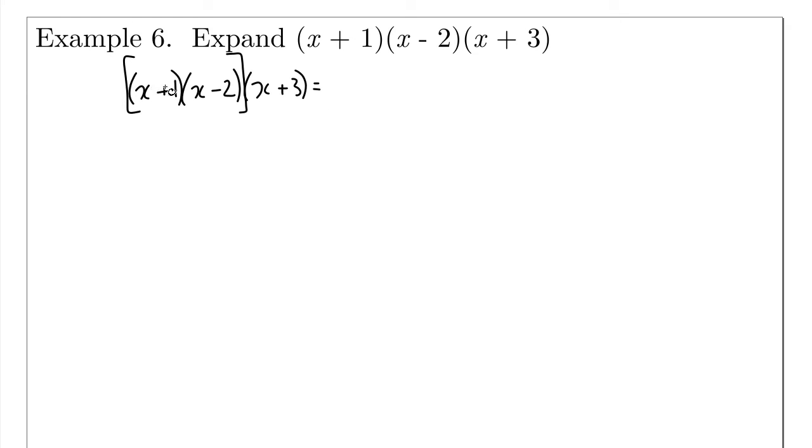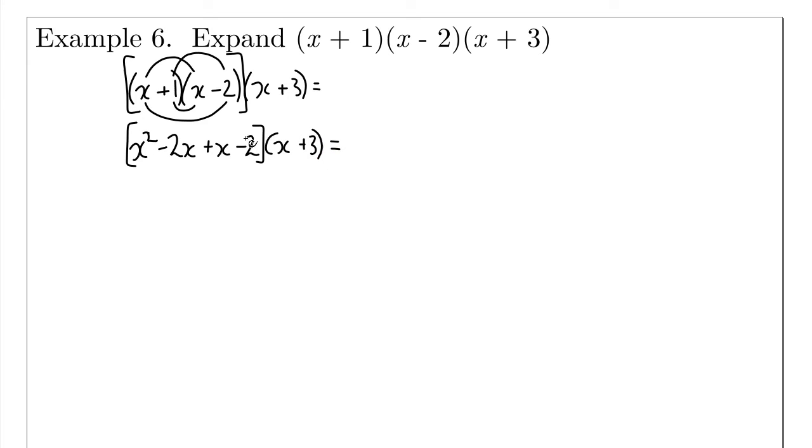So, if we use the FOIL method to expand out the first two brackets, first terms, x multiplied by x is x squared, O outsides, x multiplied by minus 2, minus 2x, I inside, plus 1 multiplied by x is plus x, and L last terms, plus 1 multiplied by minus 2 is minus 2. So we have expanded these two brackets. We still have to multiply it all by x plus 3.